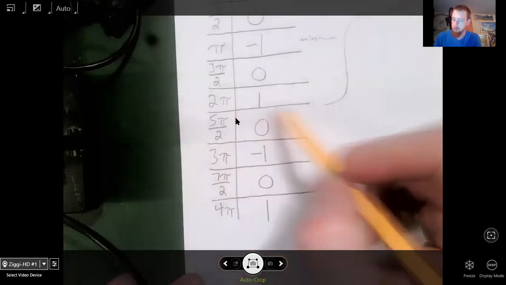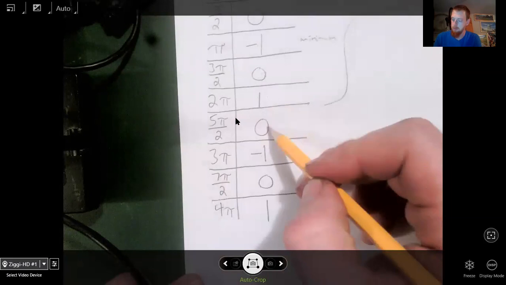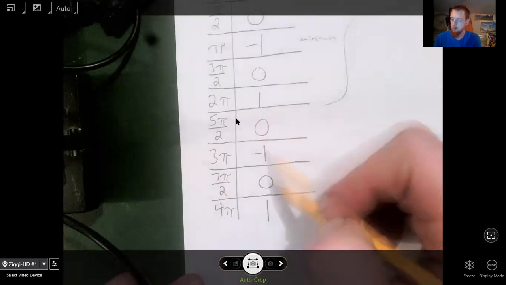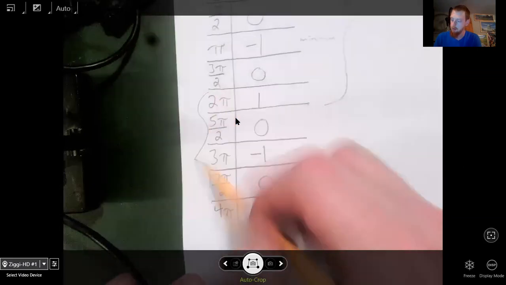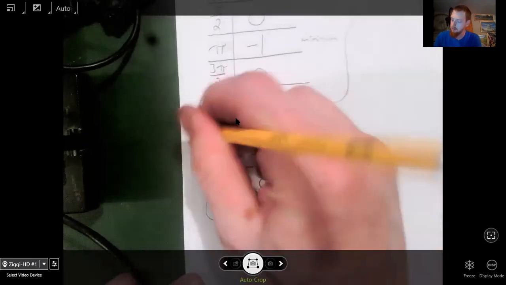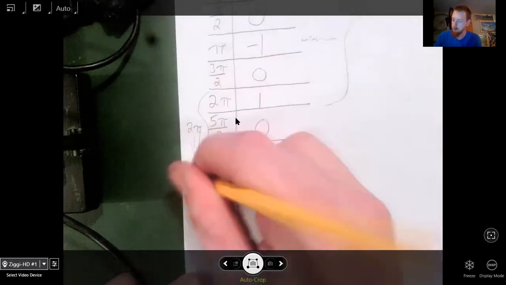Okay, from 2 pi, what's the cosine of 2 pi? 1, maximum, middle point, minimum, middle point, back to where I started at the maximum. That's another 2 pi radians. That tells me the length of one period.